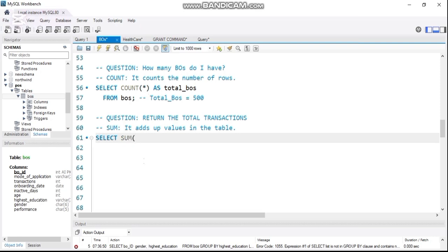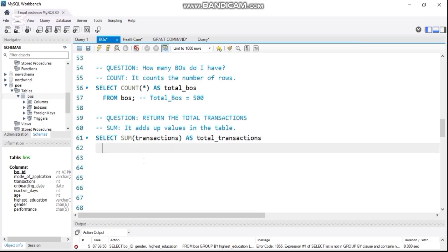Select sum. Sum is the aggregate function there, and it must always be outside the brackets, when you have the column you want to work with in the parentheses. So we have the sum of transaction as total transaction.